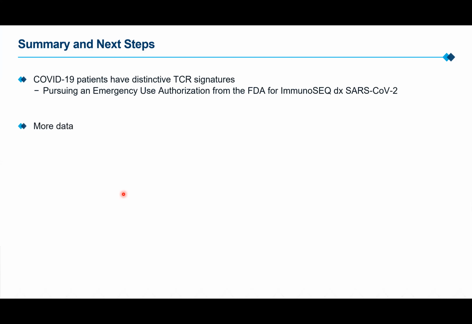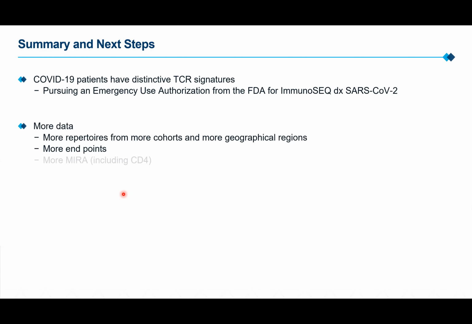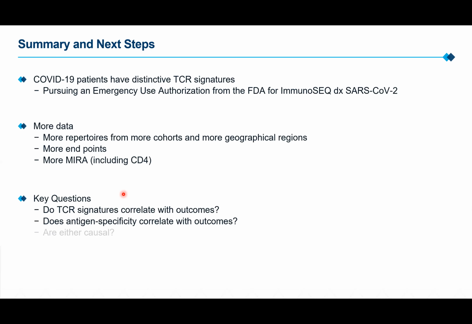We are, of course, continuing to get more data. We'll have more repertoires from more cohorts from more geographical regions coming soon. We're really focused on trying to get more endpoints. There's actually a lot of endpoint data in the public release right now, but we're working on getting more clinical endpoints as well. And as I mentioned earlier, we'll be releasing CD4 data soon, which should help clear out some of that picture. And some of the key questions as we continue to look forward really come down to outcomes.